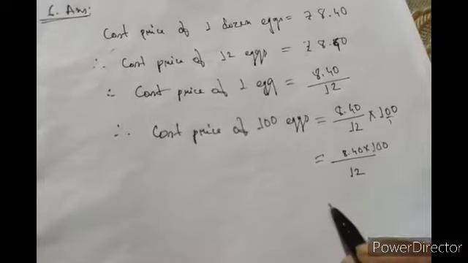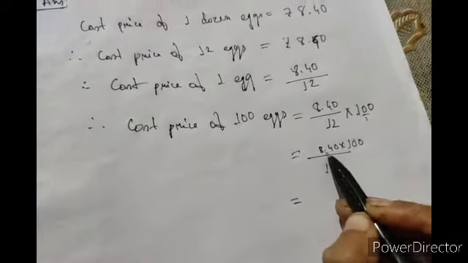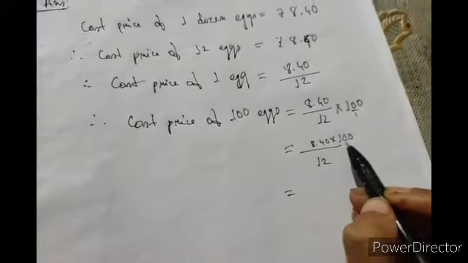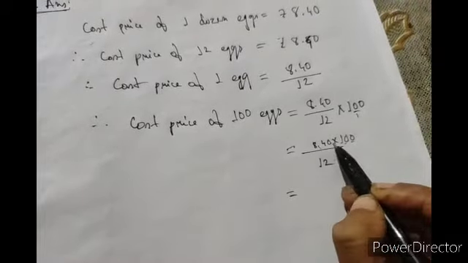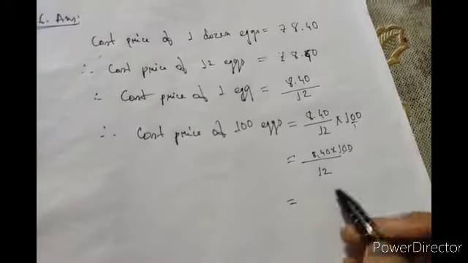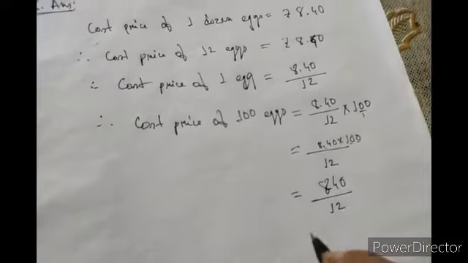8.40 into 100. When we are multiplying 8.40 into 100, see here the decimal is before 2 digits. When we are multiplying with 100 consisting of 2 zeros, the decimal will shift to the right side after 2 digits. So it will become 840 by 12.